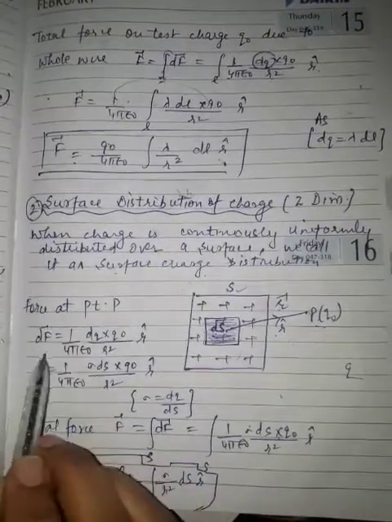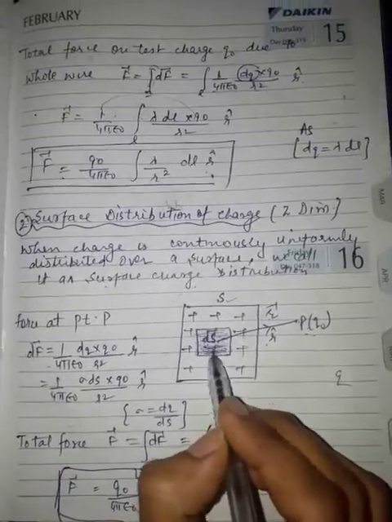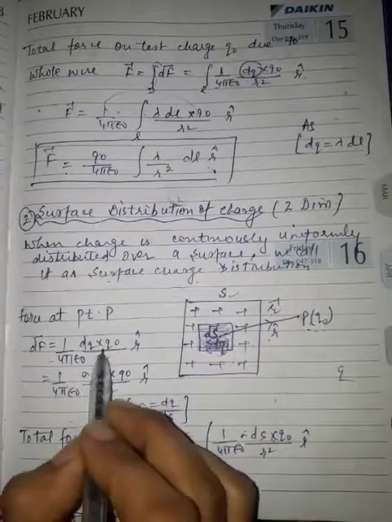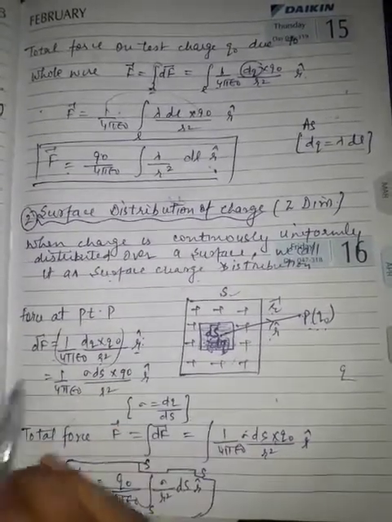Now force at point P, this is dF vector = 1 by 4 pi epsilon naught. What is the charge on the small area? dq into q0 upon r square. This was a magnitude into unit vector, that is r cap.